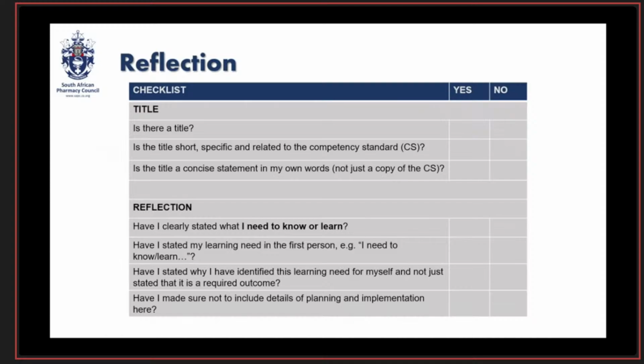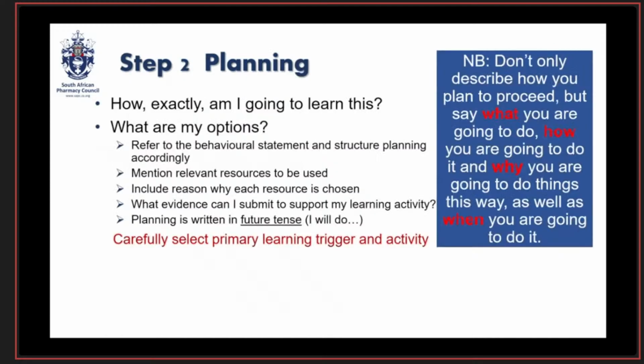If you look at the fraction, have I clearly stated what I need to learn? Did I say I needed to learn this? The next one, have I identified the learning need for myself? And have I not included any planning or implementation here? So you can see if you use the checklist, you know what should be there is included, and then you use the assessment criteria to make sure that you have addressed all the aspects that should be included in the reflection.